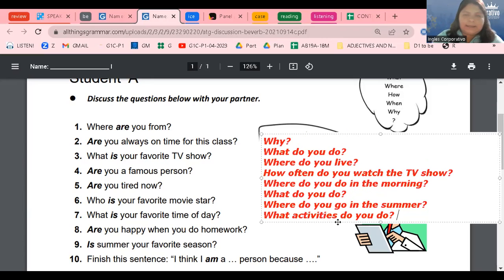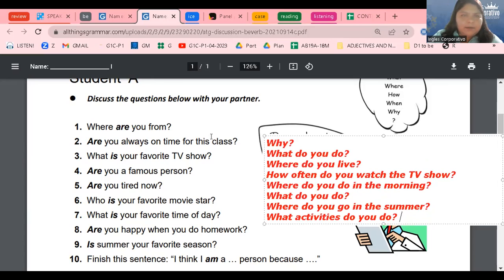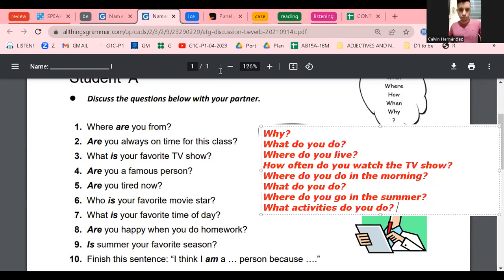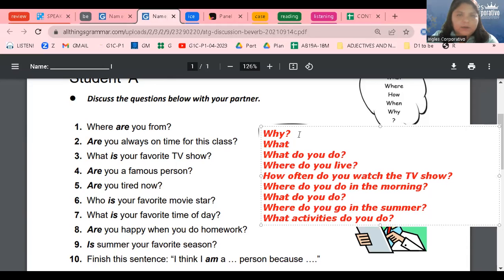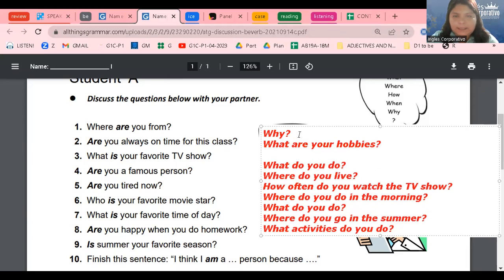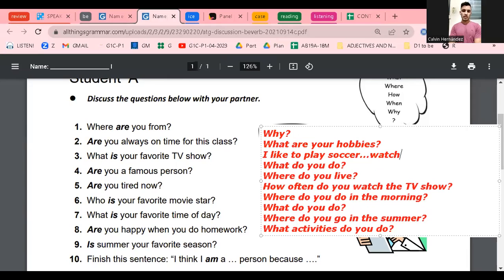Let's see, we're gonna try testing some of you. Let's see, Calvin, where are you from? From San Salvador. What do you do in San Salvador? Or what are your hobbies, for example? Podríamos preguntarle cuáles son sus hobbies. What are your hobbies? I like to play soccer.